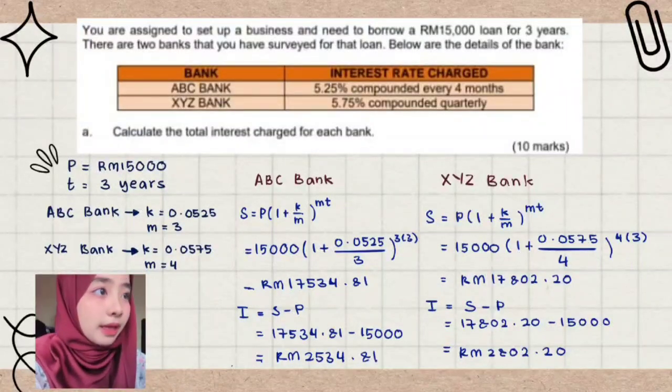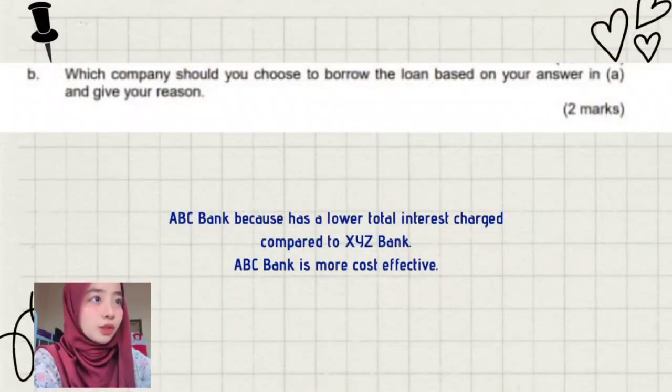Next, XYZ Bank. For XYZ Bank, we are going to use the same formula, S equals P bracket 1 plus K over M bracket power of M multiplied by T. Then we will get the answer for S, which is 17,802.20 ringgit. And we use the formula for interest, S minus P, and we will get the value for interest, 2,802.20 ringgit.